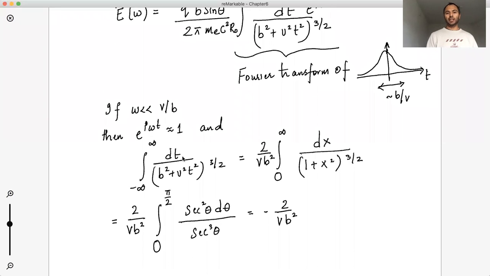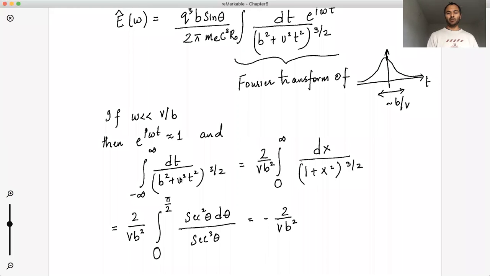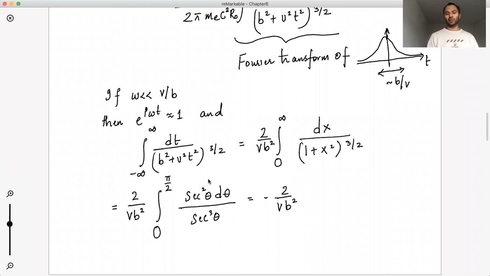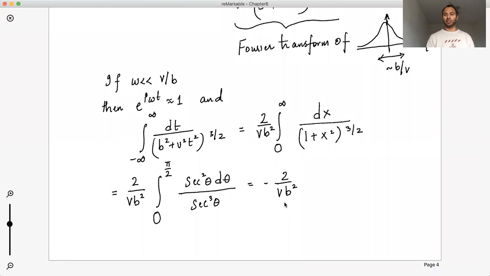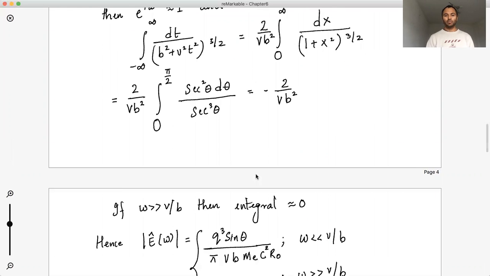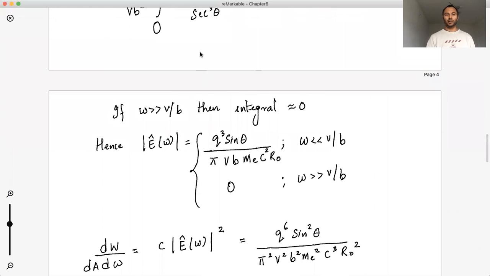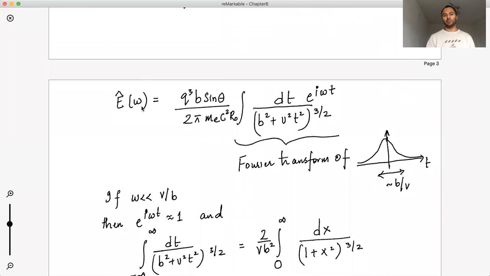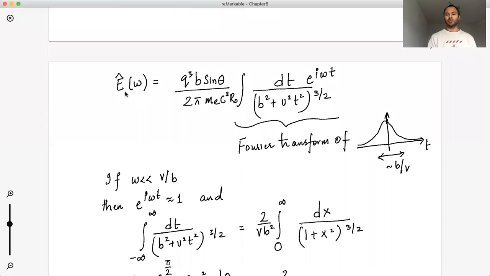So what happens in that case? Well, you can just replace e to the power i omega t equal to 1, and this you can just do in closed form, okay? So I've just done it here. You can pause the video and check it out. You can solve this integral in closed form and you get 2 by v b square. Okay, so you plug that in and you're done. You basically get the Fourier transform of the electric field, and you already know how to calculate the Poynting flux and all of those things from the Fourier domain electric field, right? We've done this before. So I'm not going to write the final expressions because you know how to do it. Maybe we'll do it in class as a problem.